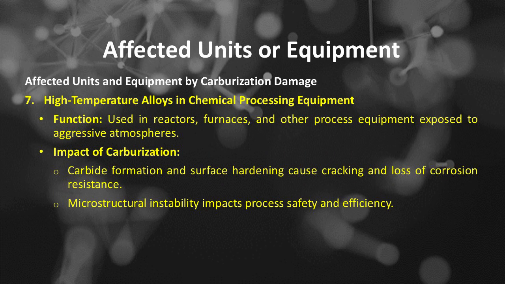Number 7 is high-temperature alloys and chemical processing equipment. Function: used in reactors, furnaces, and other process equipment exposed to aggressive atmospheres. Impact of carburization: carbide formation and surface hardening cause cracking and loss of corrosion resistance. Microstructural instability impacts process safety and efficiency.